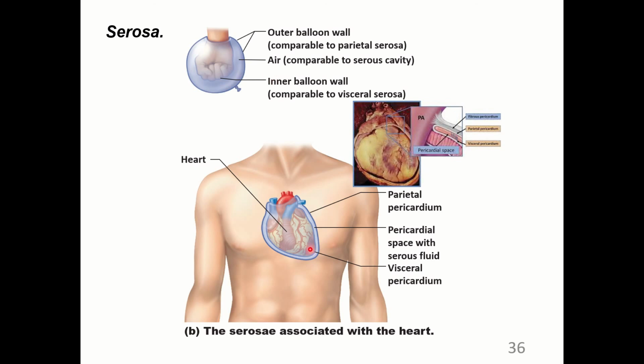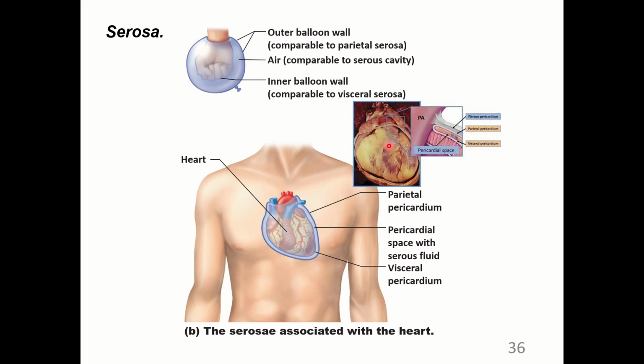So let's look at the heart to illustrate this with an actual organ. The part of the serous membrane that is connected to the heart is called the visceral pericardium. The lining of the serous membrane that connects to the body wall or the body cavity is the parietal pericardium, and the space in between is filled with serous fluid.